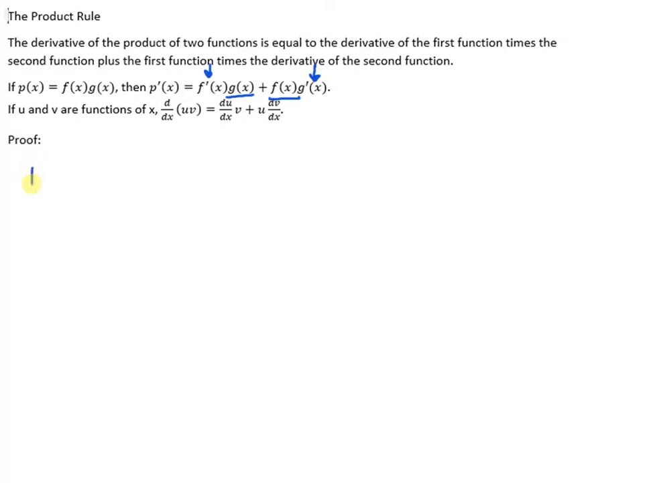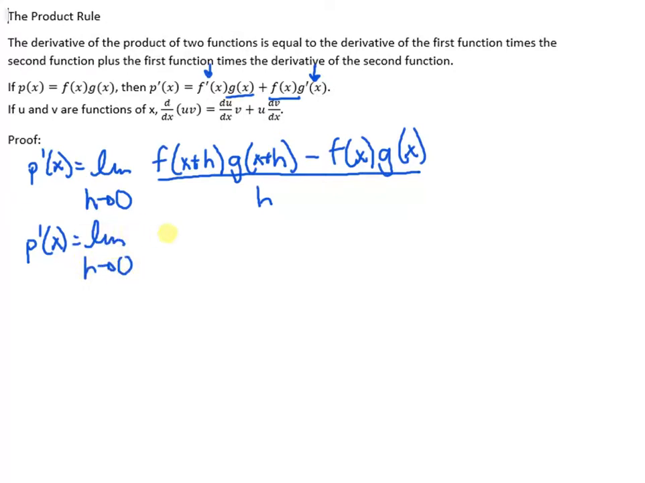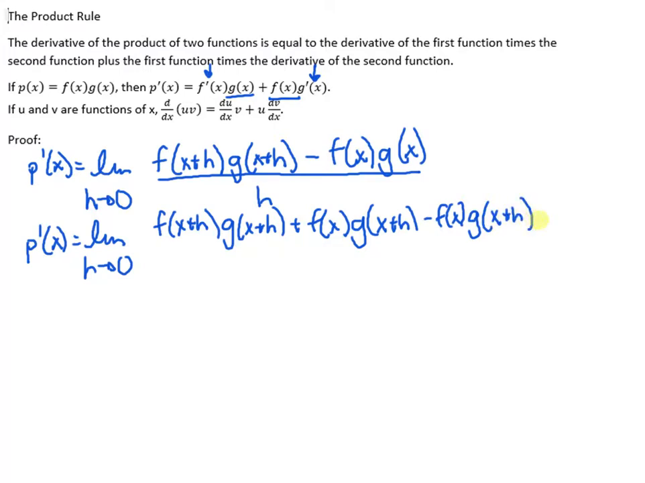I'm going to use the definition of the derivative. So p prime at x equals the limit as h approaches 0. Using the definition of derivative, we have f at x plus h times g at x plus h, minus f at x times g at x, all over h. In order to evaluate this, I'm going to add in technically 0. I'm going to add into the middle f at x times g at x plus h, and then subtract it out. So I'm just making the equation look a little bit different, but it's actually the same equation because I just added in 0. I'm going to put this all over h.